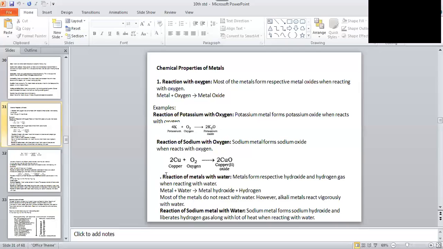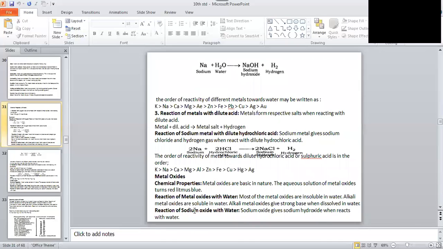Now next is reaction of metal with water. When metal reacts with water it gives metal hydroxide and hydrogen. Some examples are given here. It is sodium metal, which when reacting with water gives sodium hydroxide and hydrogen gas. So this is a metal hydroxide. Here it is sodium hydroxide, and hydrogen gas is given out. So this is one example of reaction of metal with water molecule.